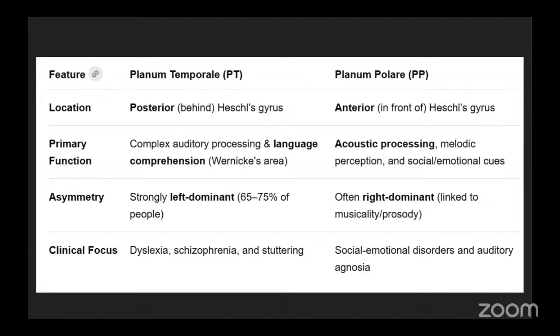Whereas planum polar is anterior, in front of the Heschl's gyrus, and it is associated with the musical perception. And usually it is right dominant because we know that the right side of the brain is associated with music, with arts, etc. So planum polar is usually bigger on the right side. And if this ends up damaged, then there are social emotional disorders, auditory agnosia as well.